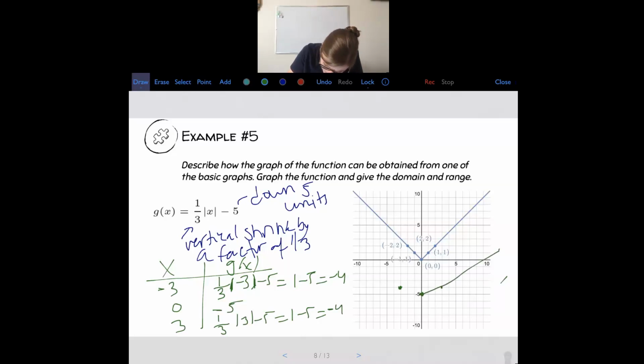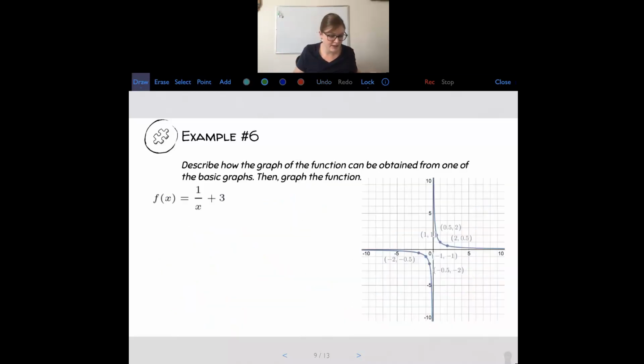So it's going to keep the same general shape. It's still going to look like a V, but it's undergone a vertical shrink, and then it's also gone down 5 units. Next, describe how the graph of the function can be obtained from one of the basic graphs, then graph the function.